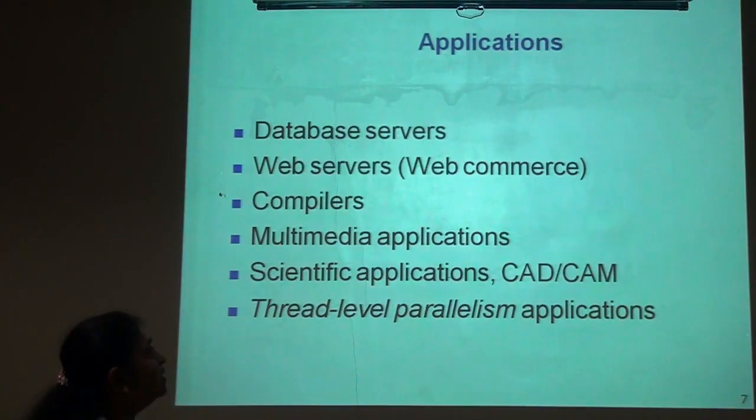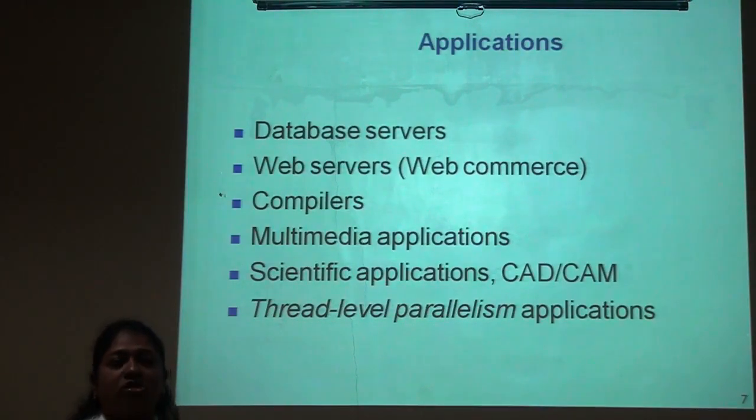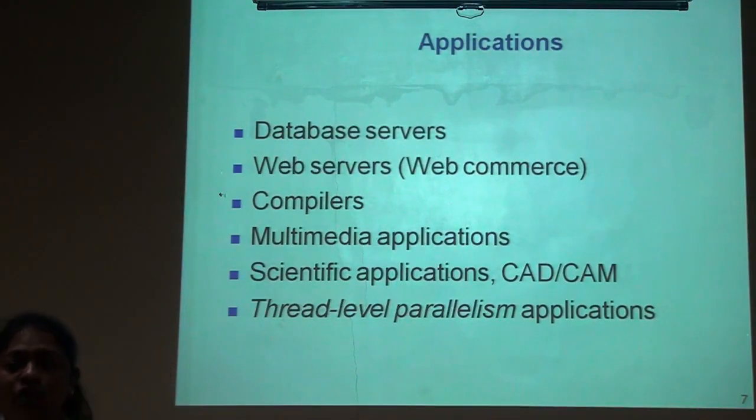The next one is web servers and web page applications. All the web commerce and web page applications, online shopping, and if you want to download results, everywhere we are using multiprocessor applications. The third one is compilers. If you want to handle a large amount of data, such as in compilers, and the data centers also need the multiprocessor. And the next one is multimedia applications.